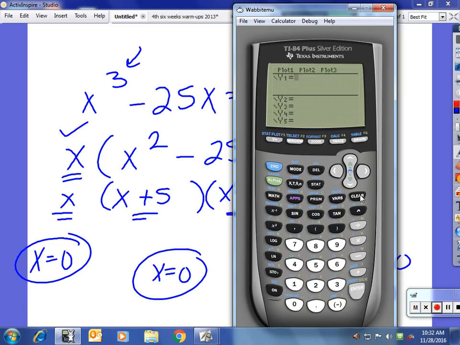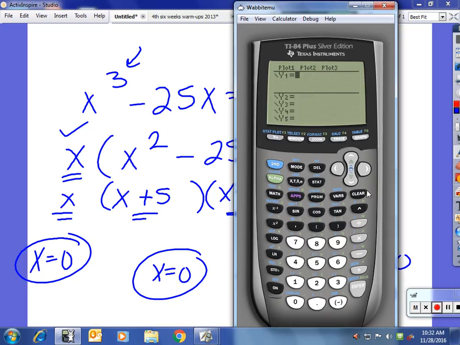Y equals x to the third. I'm having trouble today. Y equals x to the third minus 25x. Yes. Okay, now let's look at a picture.